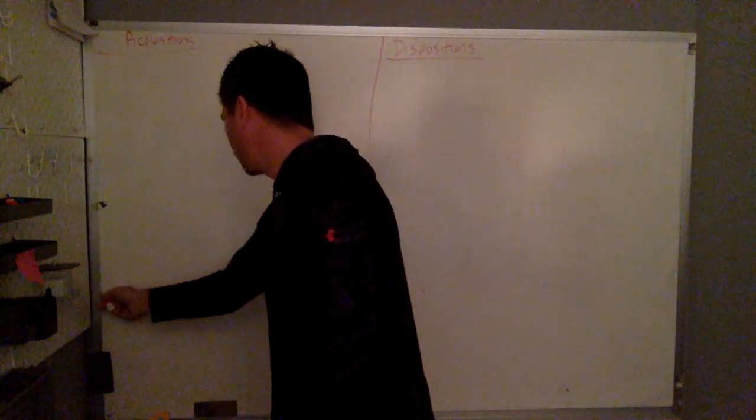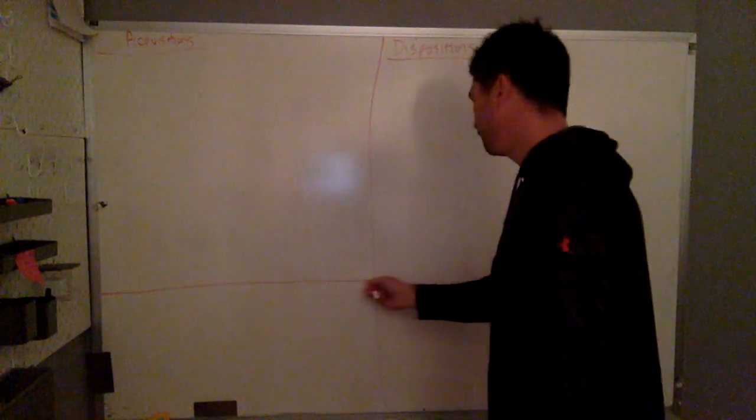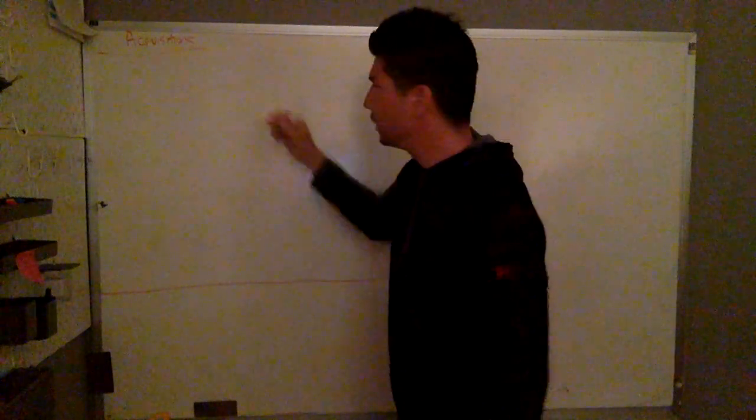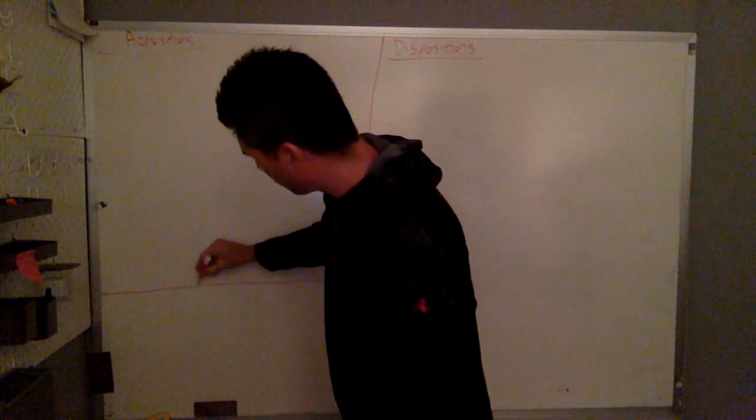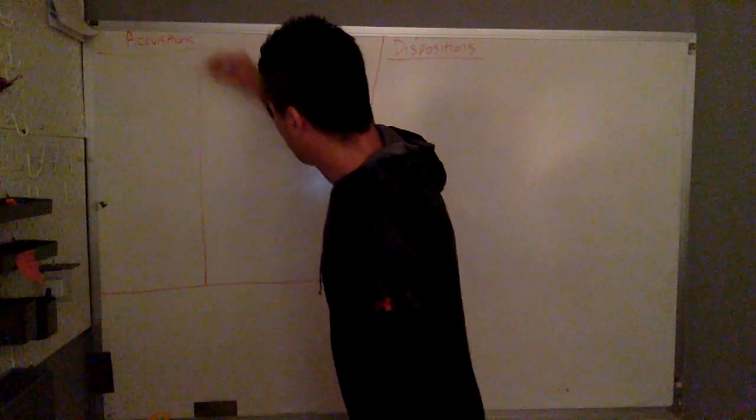But what we're going to do is take this, take the top two-thirds and draw a line. And then we're going to take this big chunk right here and we're going to basically draw it into thirds vertically. So like this.